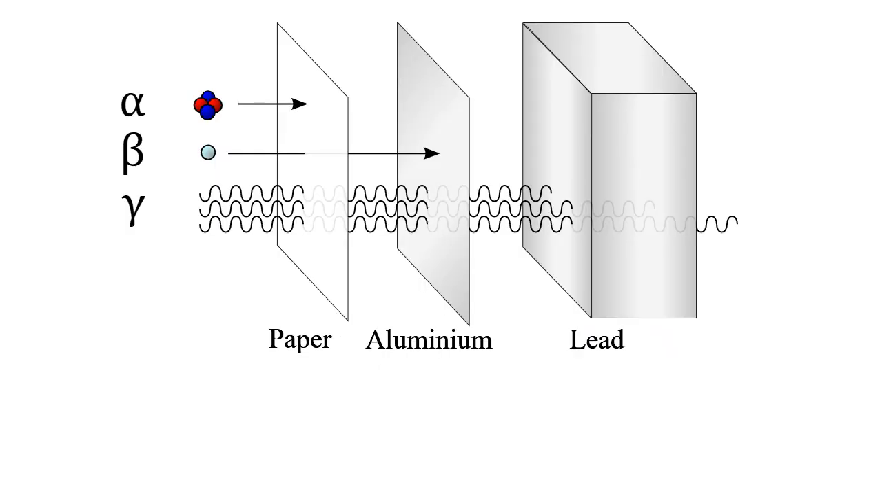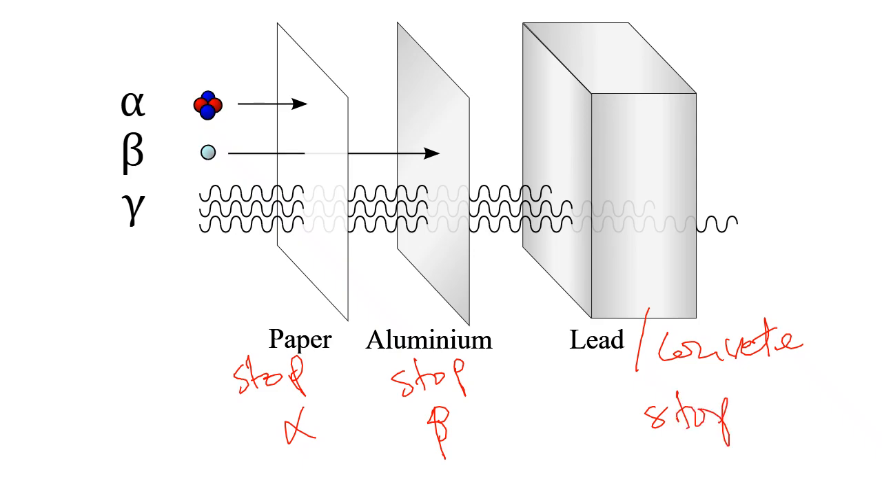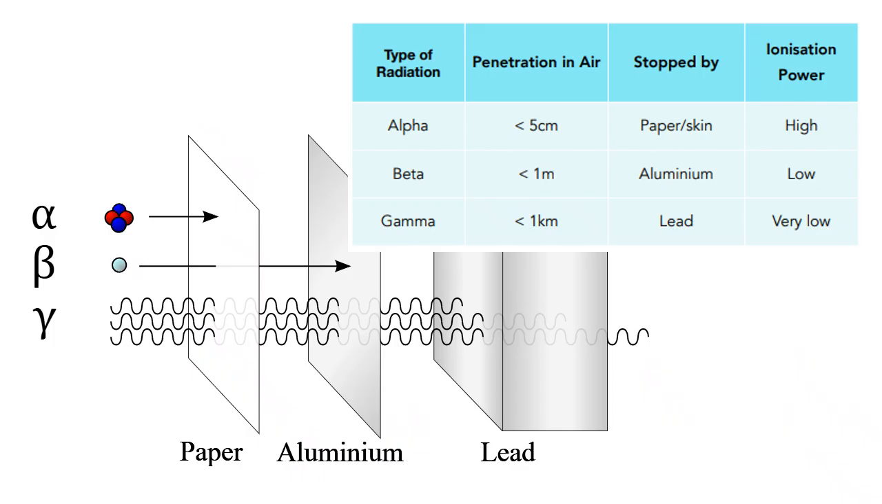Right, what stops alpha, beta, and gamma? So normally paper can stop alpha, aluminium will stop beta, lead and meters of concrete will stop gamma. Right, so alpha can be stopped by paper or skin. The penetration in the air is about 5 centimeters.